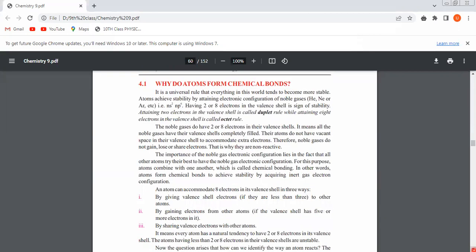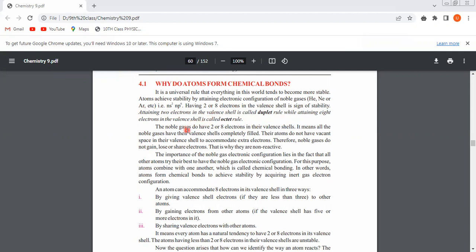Why do atoms form chemical bonds? It is a universal rule that everything in this world tends to move from instability to stability. Atoms achieve stability by attaining the electronic configuration of noble gases: helium, neon, or argon, etc. In ns2 np6, having 2 or 8 electrons in the valence shell gives stability. Attaining 2 electrons in the valence shell is called the duplet rule, while attaining 8 electrons in the valence shell is called the octet rule.